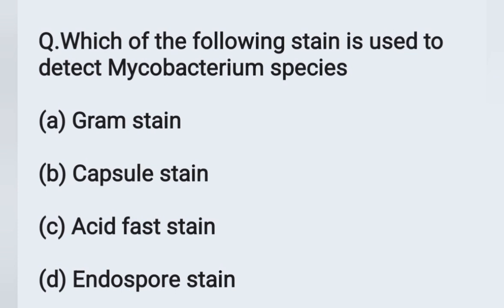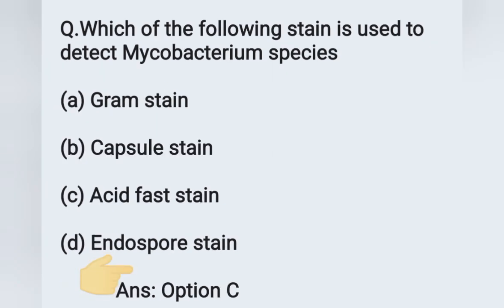And the next question is, which of the following stains is used to detect Mycobacterium species? Options. Option A, Gram stain. Option B, capsule stain. Option C, acid-fast stain. Option D, endospore stain. The stain which is used to detect Mycobacterium is acid-fast staining. Mycobacterium species include Mycobacterium tuberculosis and Mycobacterium leprae. All are stained by using acid-fast stain. Option C is the correct answer. Move on to the next question.